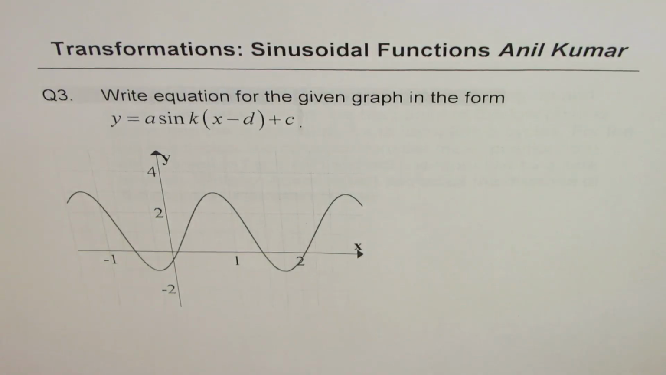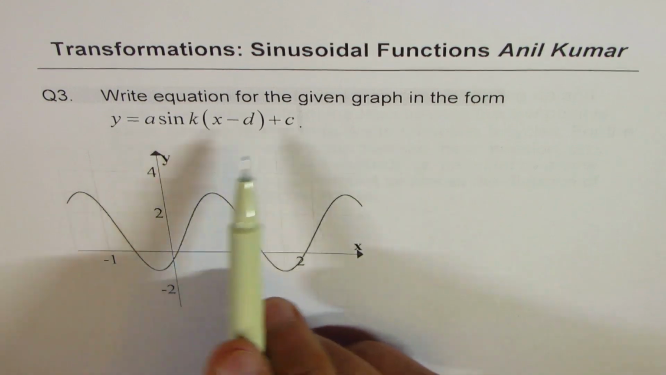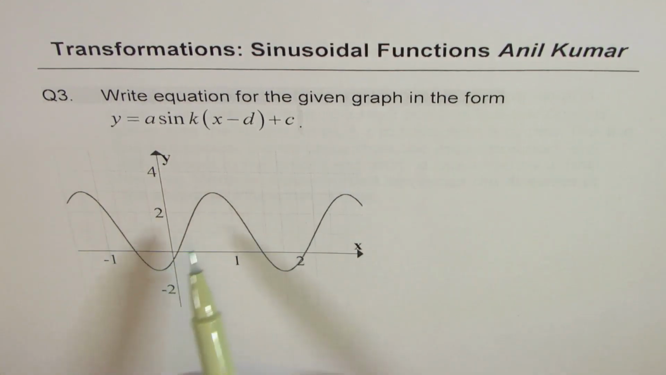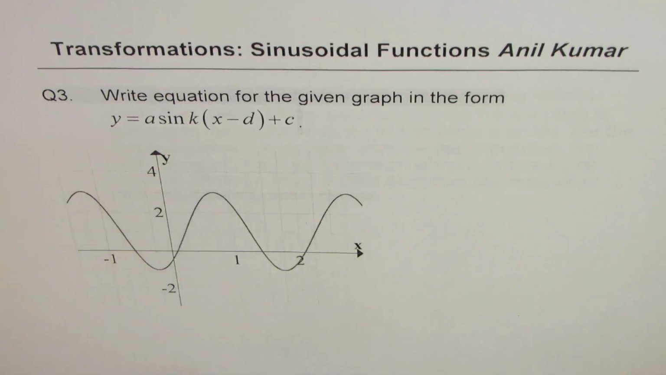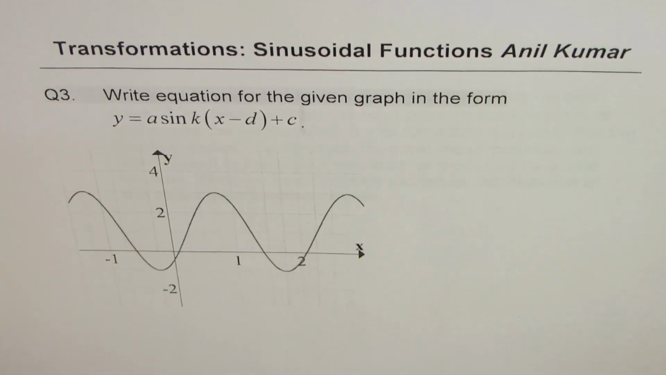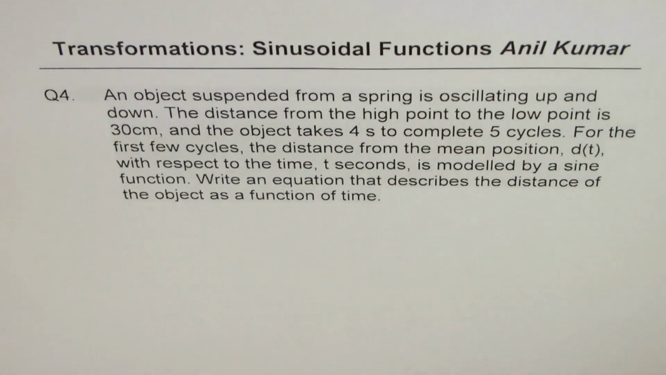Then we'll talk about how to write an equation for the given graph in the form y equals a sine k(x minus t) plus c. Question number 4 is a word problem.